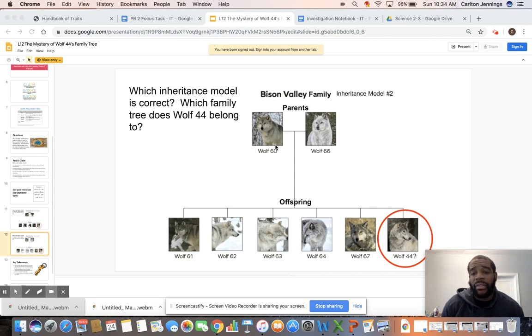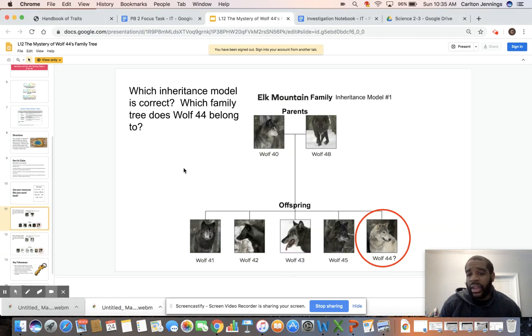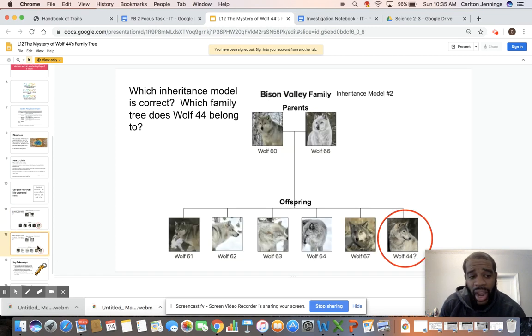They might have found him. Maybe his mom and dad were too fast and they left him behind. Whatever the case may be, Wolf 44 ended up with the Elk Mountain pack because maybe he got lost or they saved him, because Wolf 44 actually belongs in the Bison family pack.